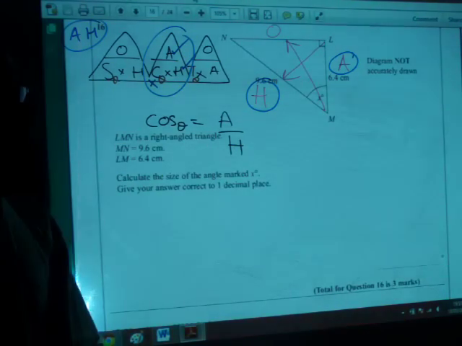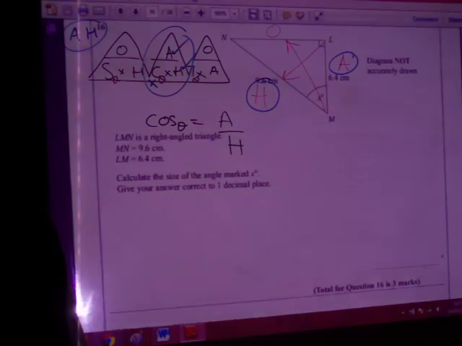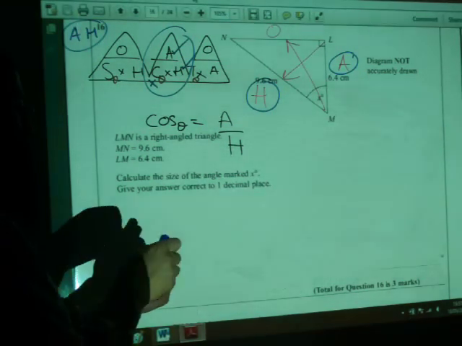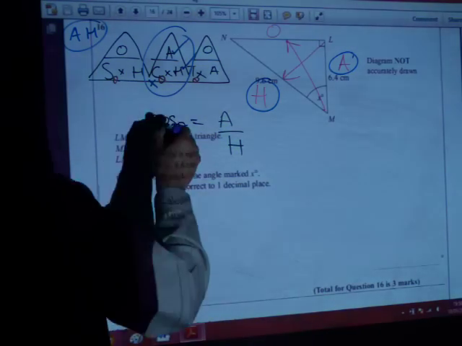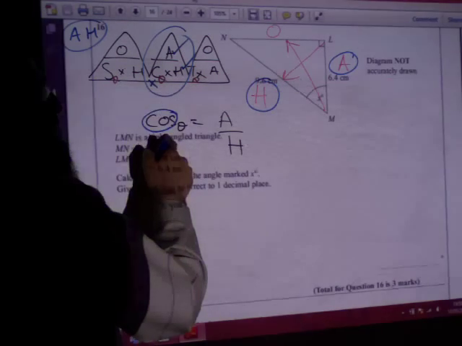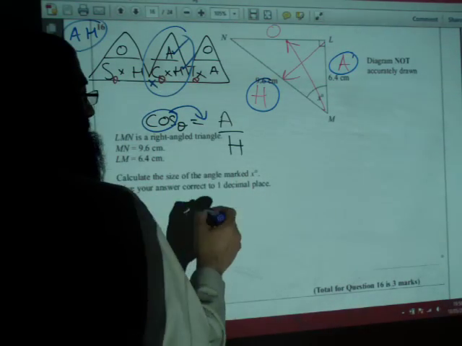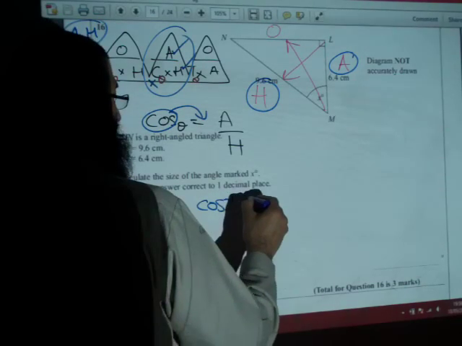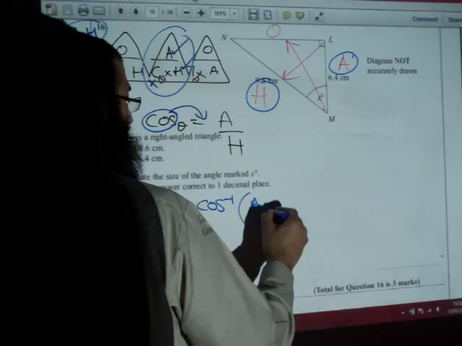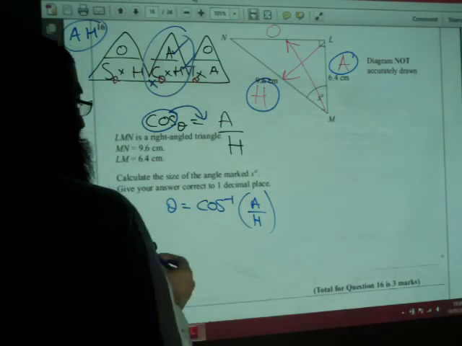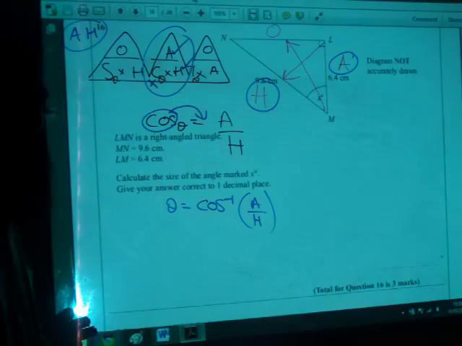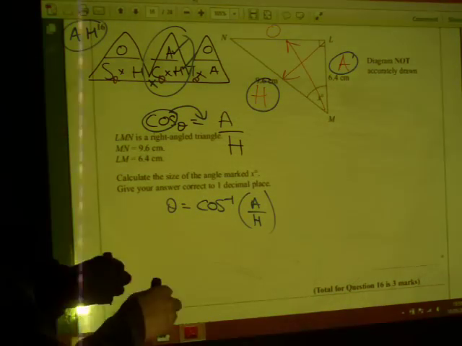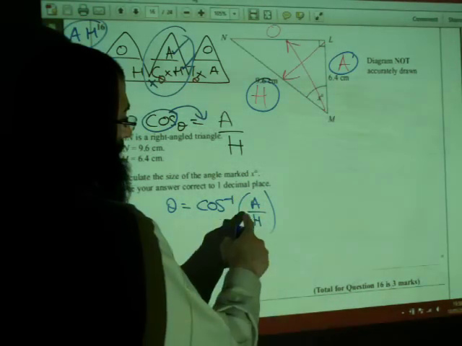Now, do we want to work out the angle or cos of the angle? We want to work out the angle. So what do we do with the cos part? Take it to the other side. Now cos is a function, so the opposite of cos is cos inverse. Okay, now we are ready to substitute our values. So theta equals cos minus 1 of A over H.